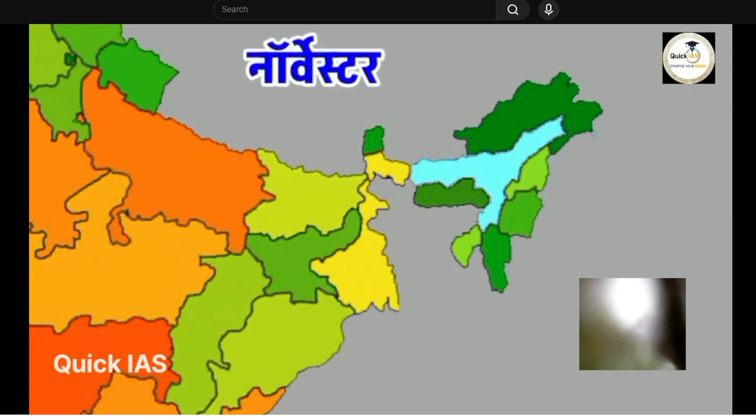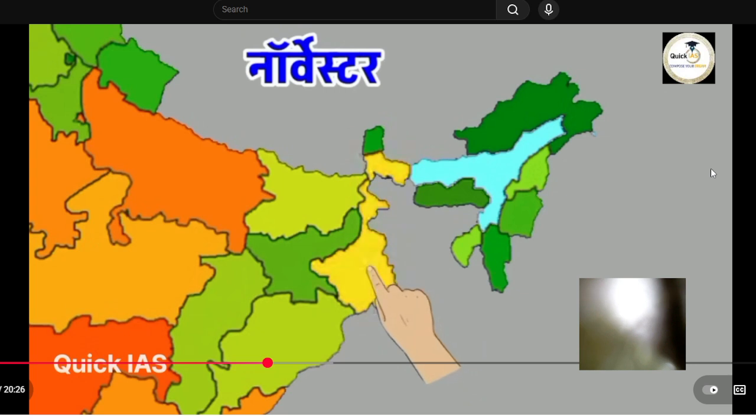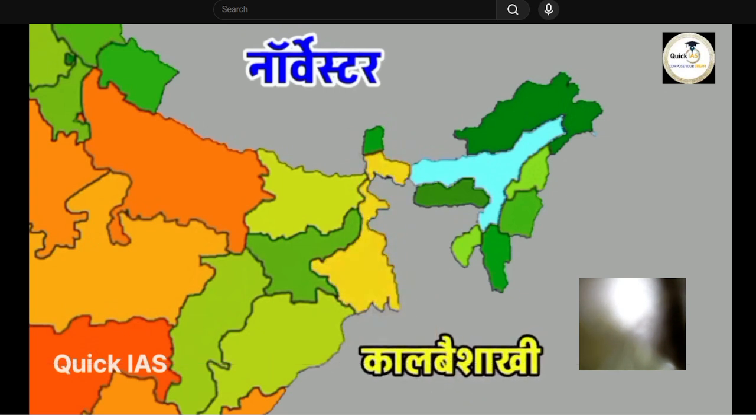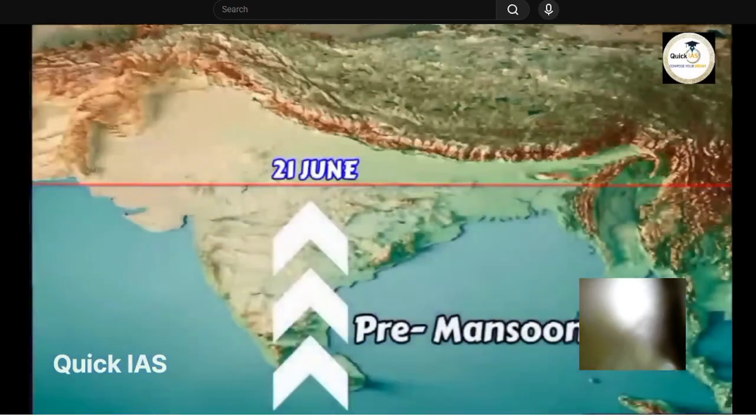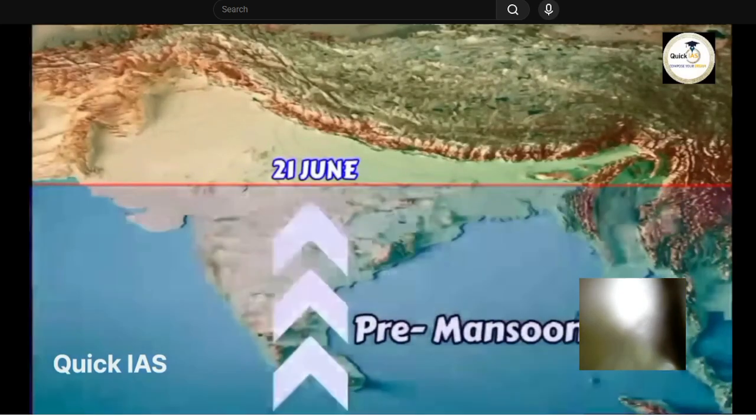In Bihar, Jharkhand, and West Bengal, these winds are called Chai-Jut, and it is beneficial for rice cultivation. In West Bengal, the Nor'wester is called Kalbasaki, and in Assam, these winds are called Bordo Chilla. Bordo Chilla is the local name for the Nor'wester in Assam. This means that any rainfall that occurs before June 21st is called pre-monsoon rainfall.